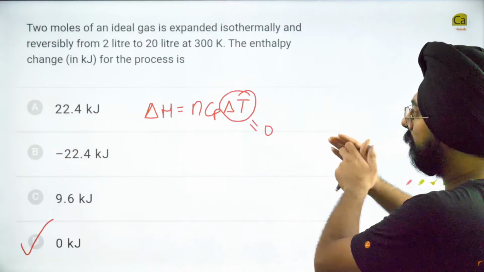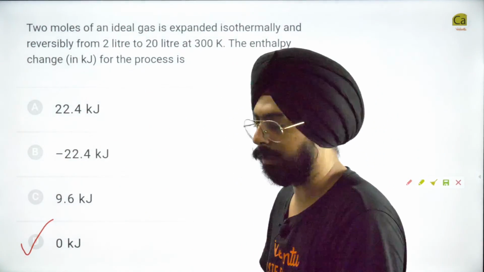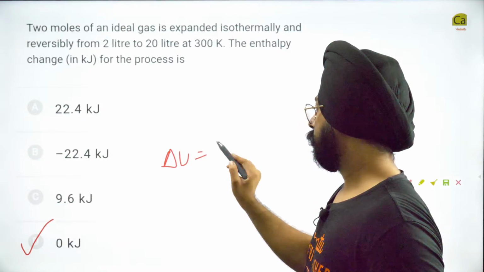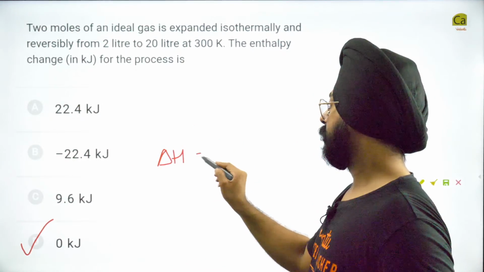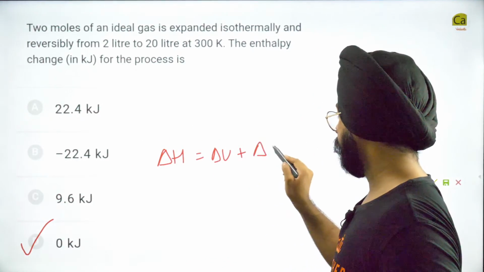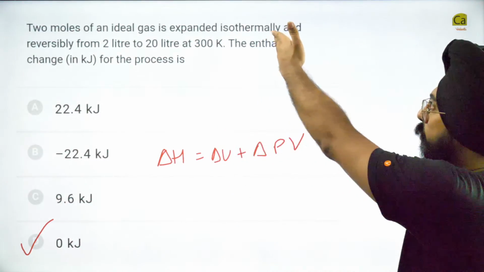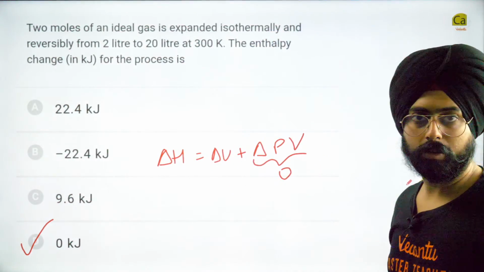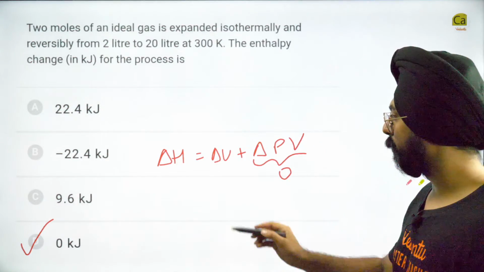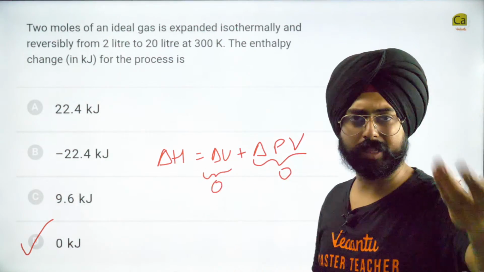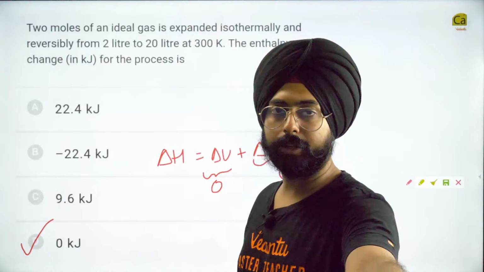If you are not convinced like this, let me tell you in a different manner. Delta H is equal to delta U plus delta PV. Since this is an isothermal process, delta PV is 0. P into V is a constant value in an isothermal process. Delta U is already 0 because in isothermal processes the internal energy change is 0.